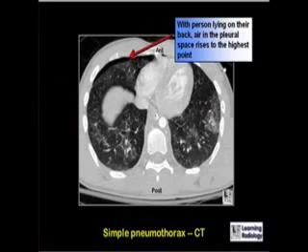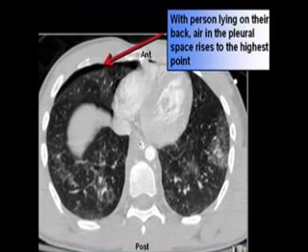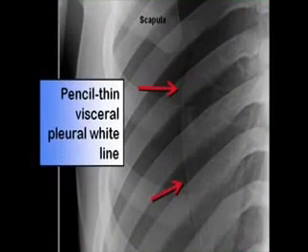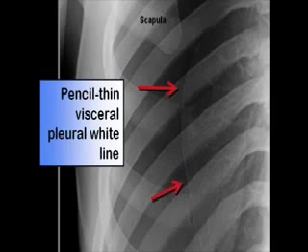This is a CT scan of the chest in a patient with a simple pneumothorax. Remember that with the person lying on their back, which is how most CT scans are obtained, air will rise in the pleural space to the highest point, which will be just underneath the anterior chest wall, as evidenced by this black crescent that you see here. On conventional radiography, pneumothoraces must demonstrate the pencil-thin visceral pleural white line, which is the visceral pleura separated from the parietal pleura by air in the pleural space.